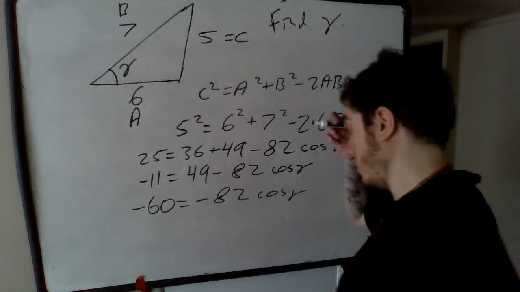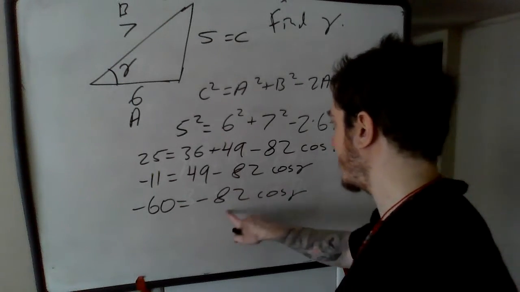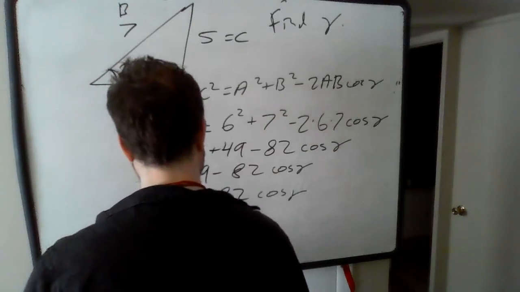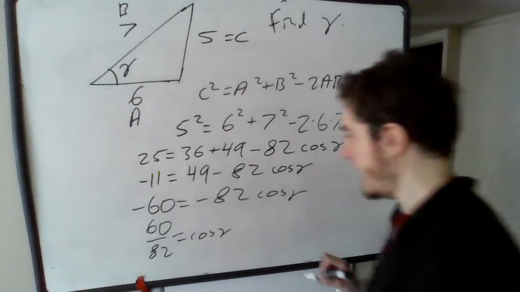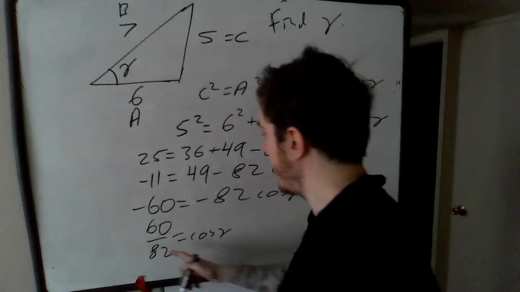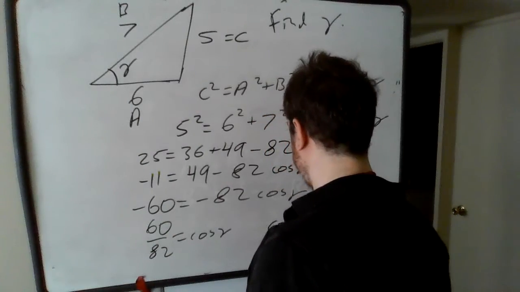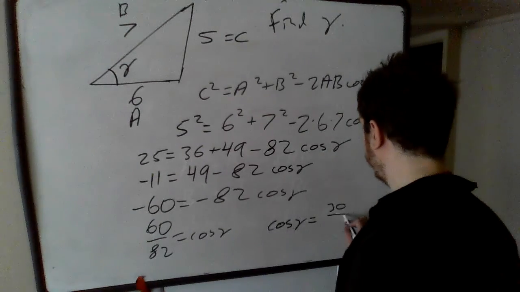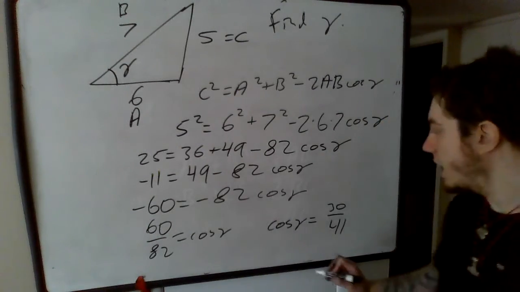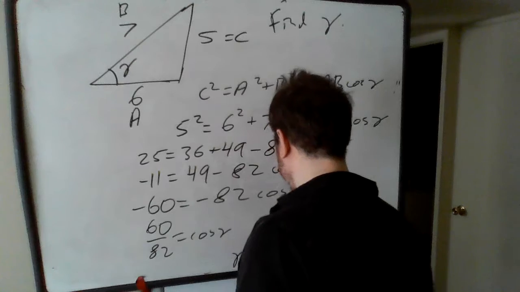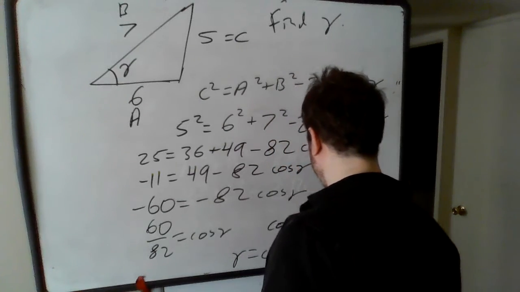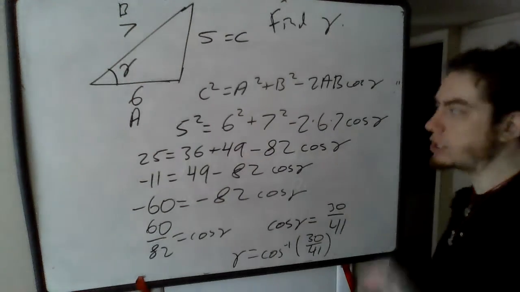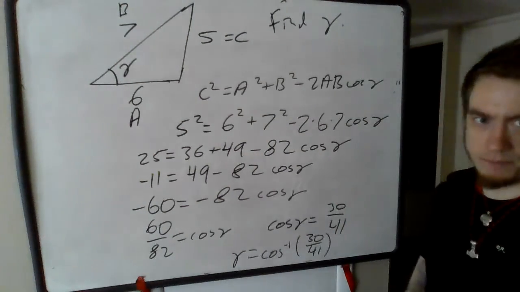And at this point, we are going to divide both sides by negative 84. So we get 60 over 84 equals cosine gamma. And we could divide everything here by 12. So we're going to get that the cosine of gamma is equal to 5 over 7. So gamma is equal to cosine inverse of 5 over 7. And if you want that in a decimal approximation, you throw that into a calculator and you're done.